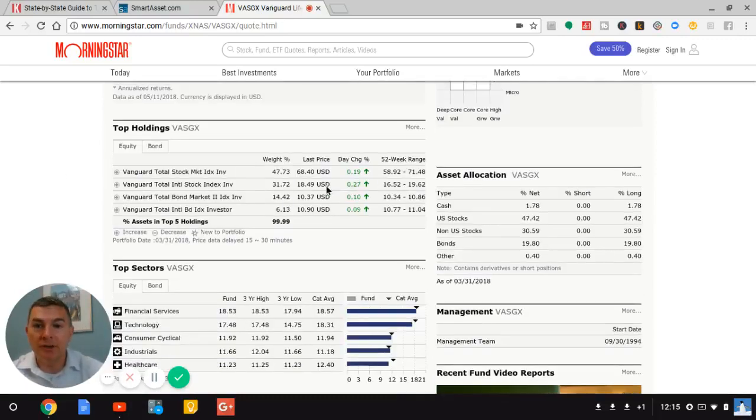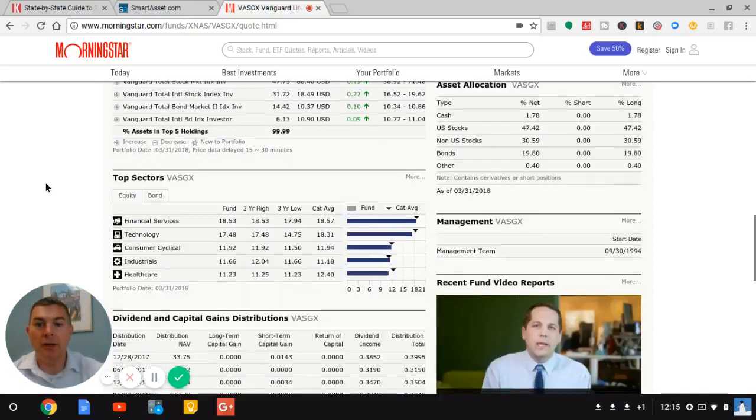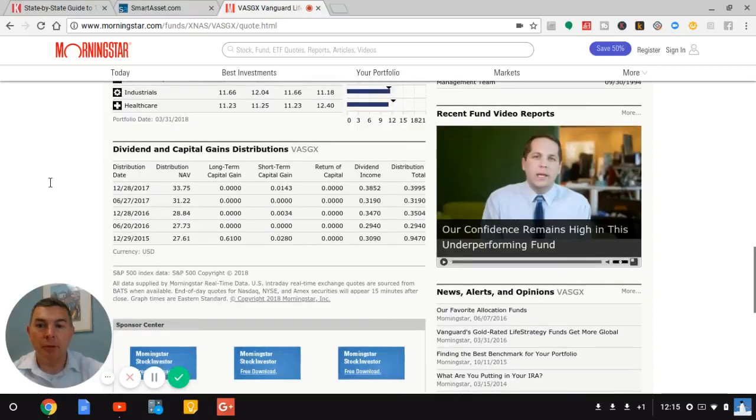Top 10 holdings, this is what I love. It tells you the holdings, and could not get any simpler, stupid. 4 holdings, my friends, 4. Total stock index, total bond index, total international stock index, and total international bond index. All right, but this is what I want to talk about. So here, in June of 2017 and December of 2017, it paid a dividend distribution, short-term capital gain, and dividend income. So we have distributions of 40 cents right here. The distribution total on 33.75 is NAV.